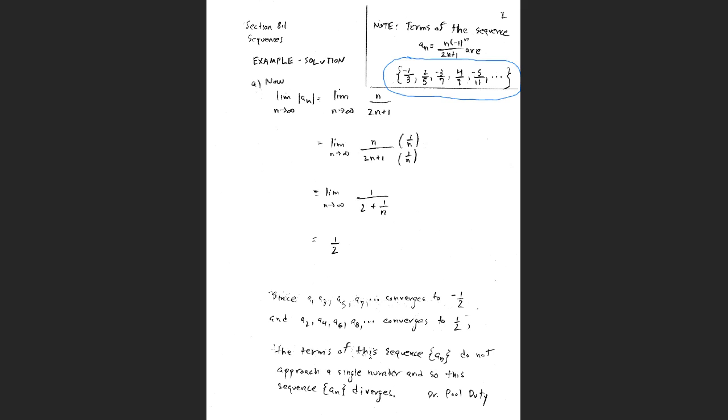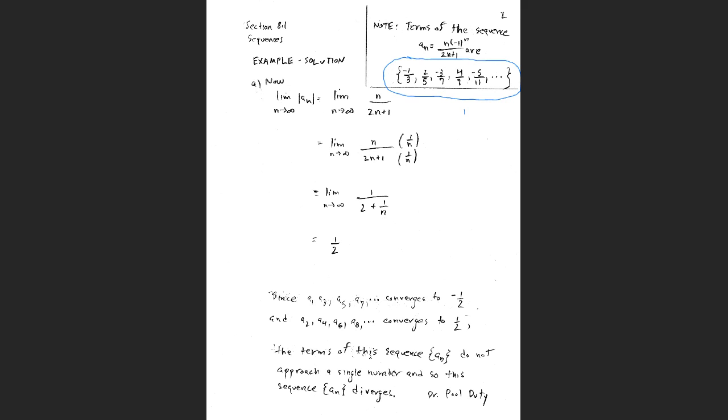So, negative 1/3, 2/5, negative 3/7, 4/9, negative 5/11. Are we okay with how I'm getting these terms? Are there any questions on that?